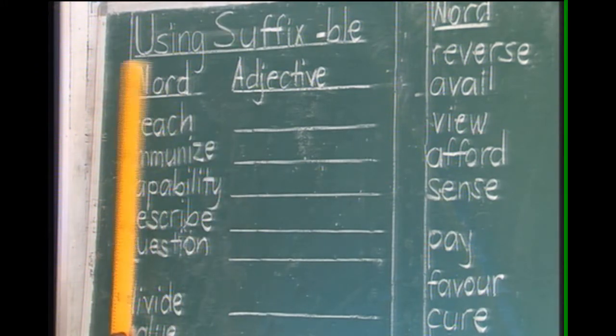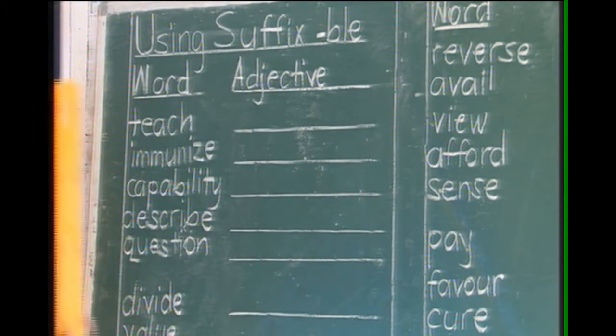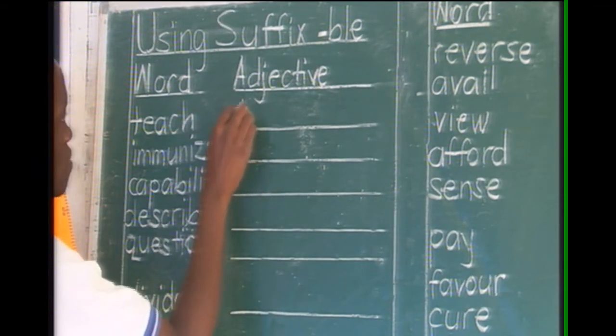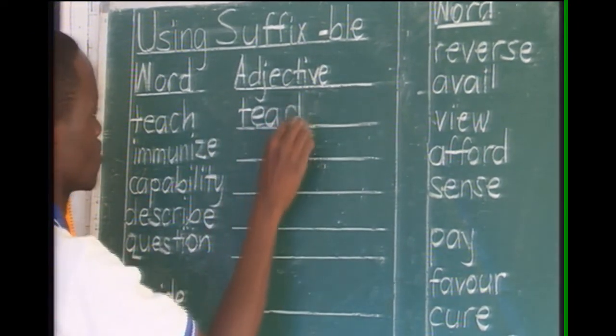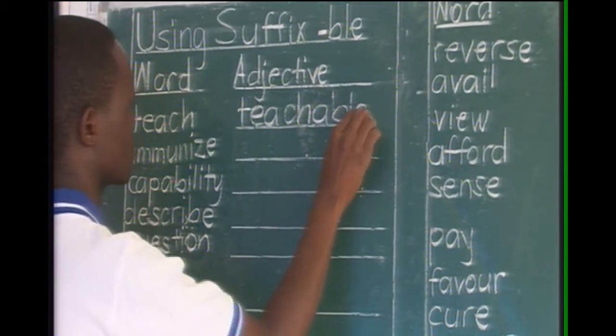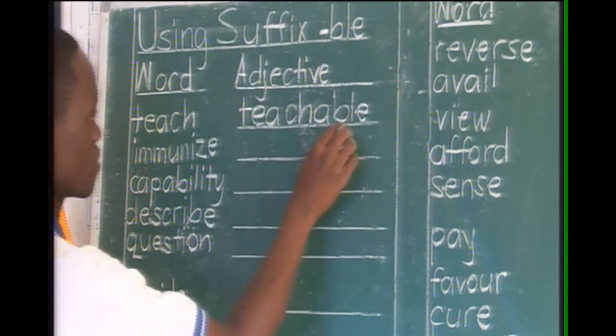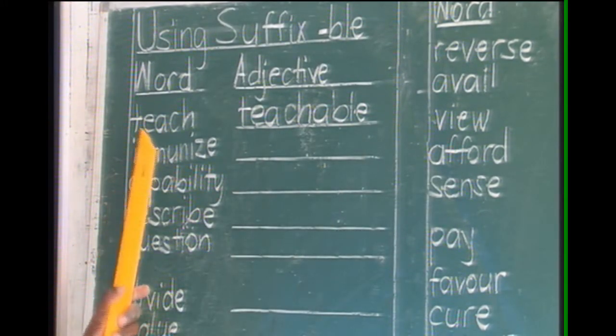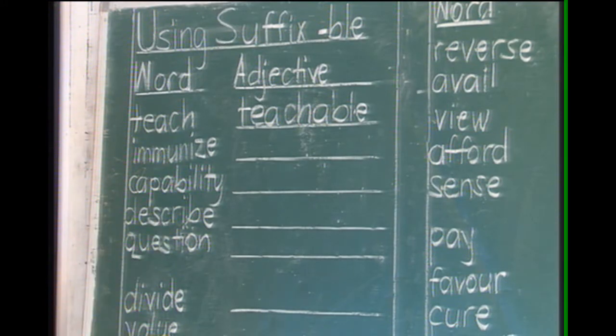For example, let's look at word one. We have the word and its adjective. Here the first word is teach, which is a verb. The adjective form is teachable. Teach and A-B-L-E. Before you add B-L-E, you've seen how letter A comes in. Alright, immunize. Are we going to add or are we going to use? Surely you're going to use.